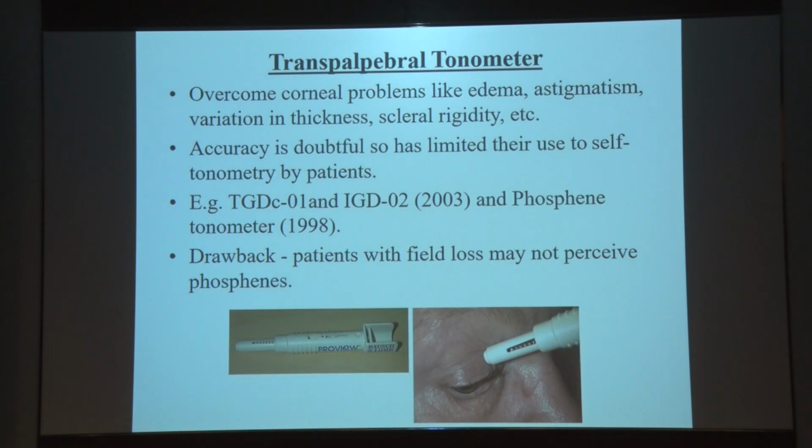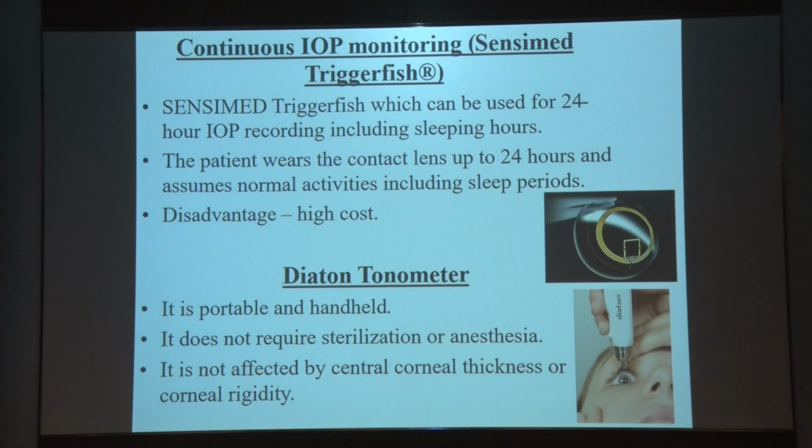The transpalpebral tonometer is not very commonly used. It is basically used by patients for self-tonometry. The drawback is that patients with field loss may not perceive the phosphenes that are seen in this tonometry.